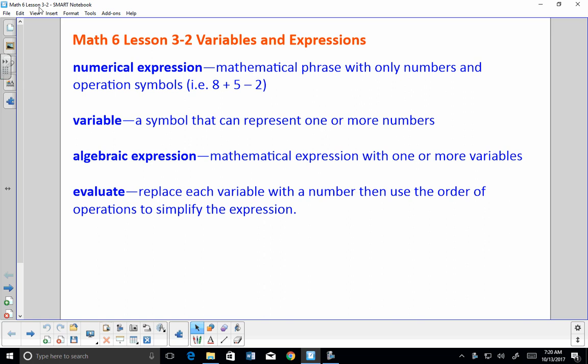An expression does not have an equal sign. For example, 8 plus 5 minus 2 is an expression. x minus 6 is also an expression.